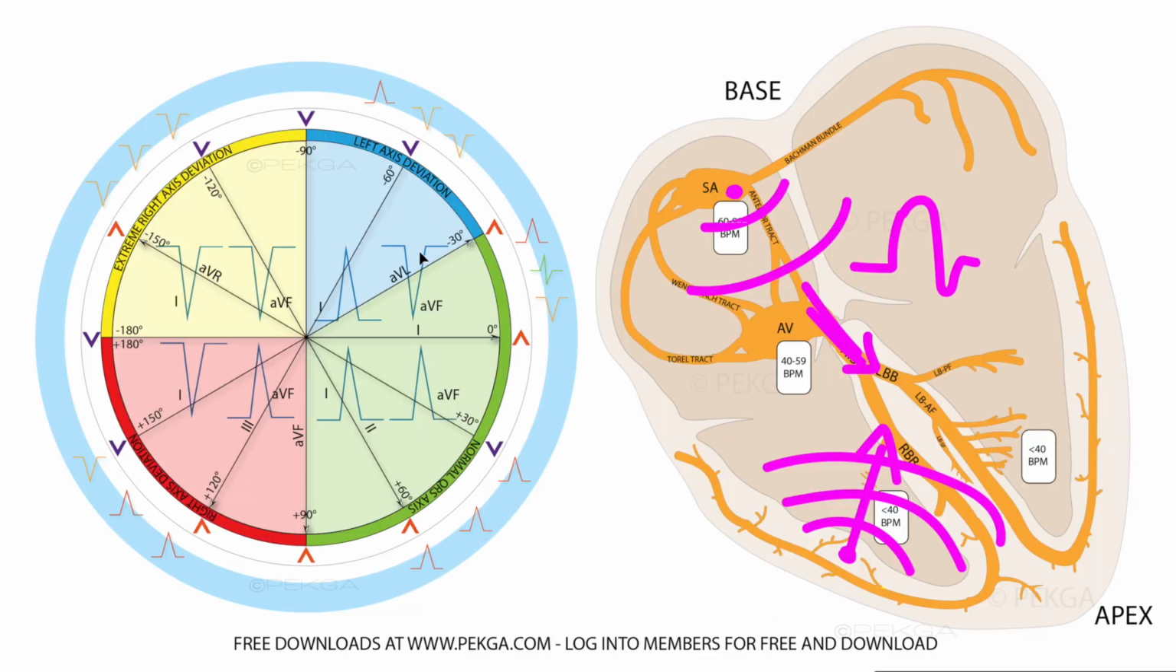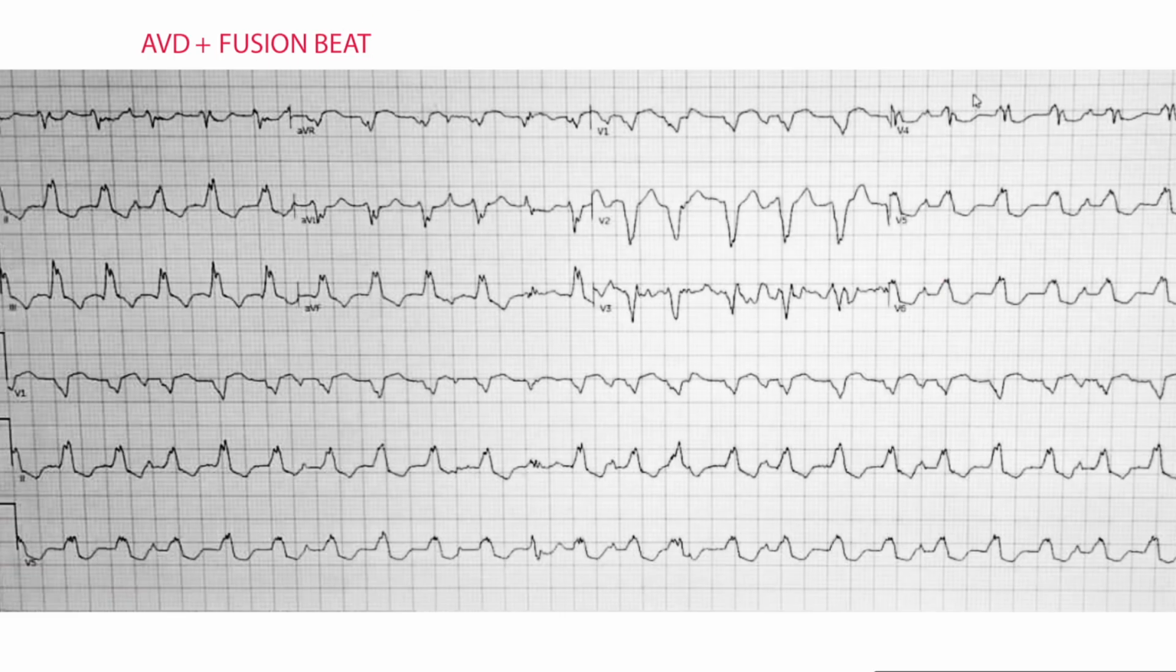When we go to our axis, this is your lead 1, right? This is the positive end over here. This is the negative end over here. So if lead 1 is negative, immediately this puts us on the right side of the axis of deviation. So what we're looking at, in addition to atrioventricular dissociation and fusion beat, is right axis deviation, which also adds to the prognosis of ventricular tachycardia.